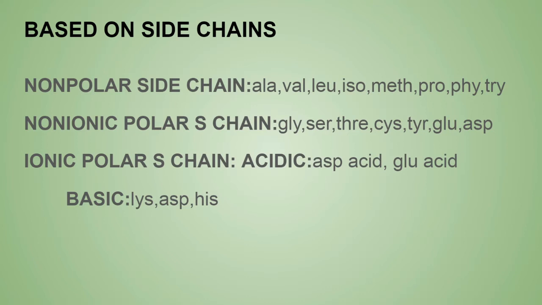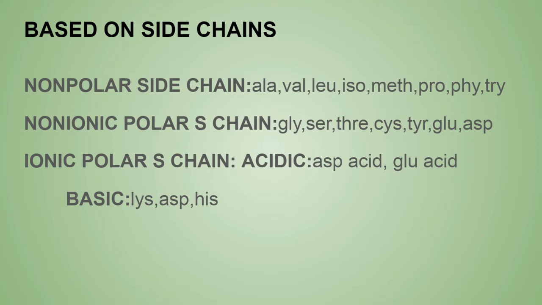Next is the non-ionic polar side chain. Example: glycine, serine, threonine, cysteine, tyrosine, glutamine and asparagine. Now in this, because they are polar, of course they would be hydrophilic. But there would not be any ions or charges in it. Okay. Now next is the ionic polar side chain. That means they would be having charges in it.